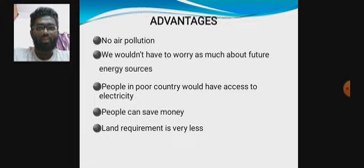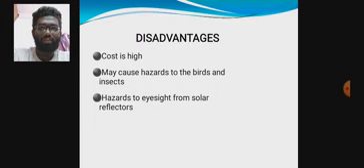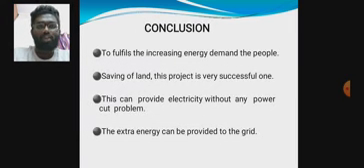Next, the advantages of the solar tree. There will be no air pollution. We would not have to worry as much about future energy resources. People in poor countries would have access to electricity. People can save money. The land requirement is very low. Disadvantages. The cost is usually high, it may cause hazards to birds and insects, and hazards to eyesight from solar reflectors. Conclusion. To fulfill the increasing energy demand and save land, this project is a very successful one.